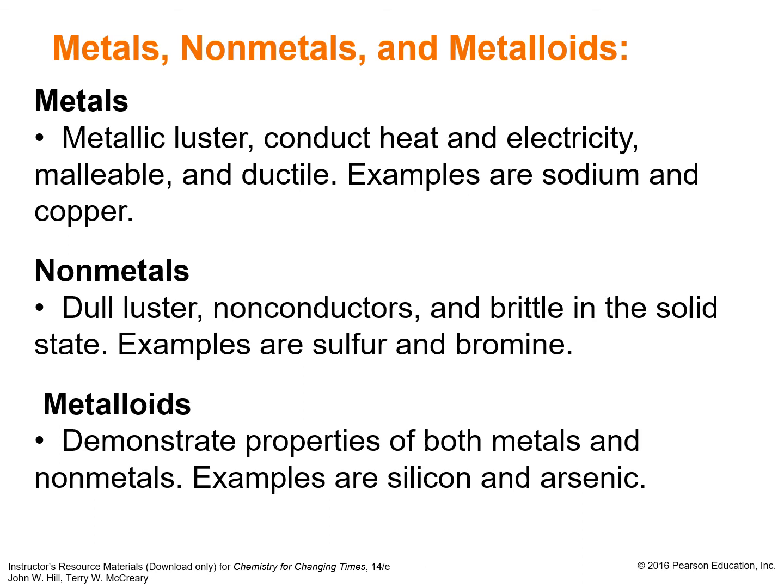Metals are on the left hand side of the periodic table. Non-metals, as the name says, don't have a bright luster, so they are dull. They are non-conductors and they are brittle in the solid state. Examples are sulfur and bromine. And metalloids are sitting somewhere between the metals and the non-metals. So they have the properties of both metals and non-metals. A classic example is silicon and arsenic.